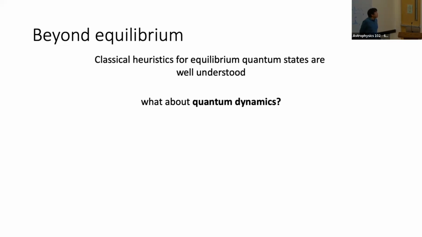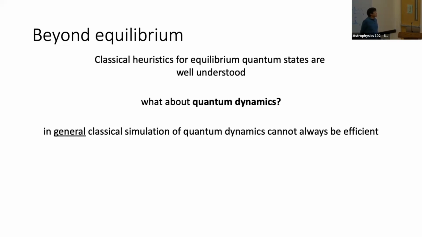Now, it's absolutely true that the classical simulation of quantum dynamics cannot always be efficient. Well, let's just assume this is true. Otherwise, quantum computers have absolutely no reason. But if you assume BQP is not complete, then classical simulation will be efficient.